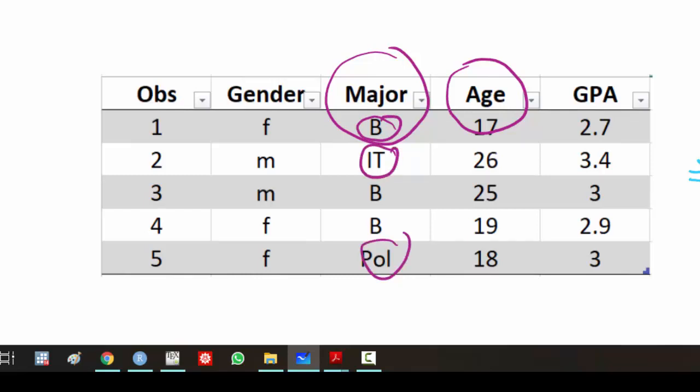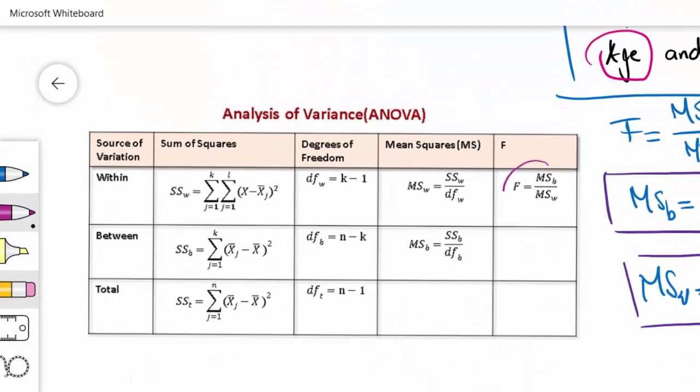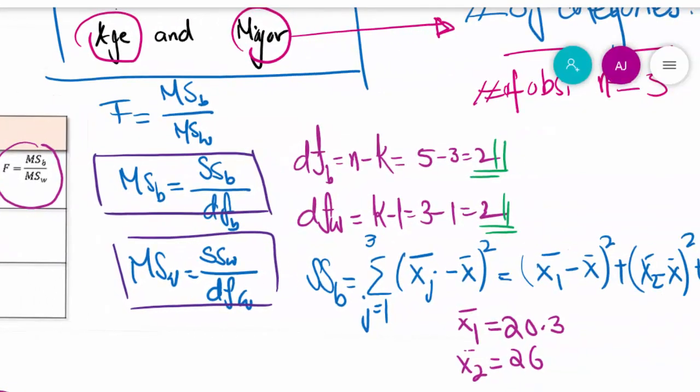Now here we calculate the F statistic. The F statistic is equal to mean squares between divided by mean squares within. Mean squares between is nothing but sum of squares between divided by degrees of freedom between, and mean squares within is sum of squares within divided by degrees of freedom within. Therefore, in order to calculate the F statistic, we start by calculating the MSB, mean square between, and for that I need sum of squares between and degrees of freedom between, and then compute the mean square within, and for that I need sum of squares within and degrees of freedom within.